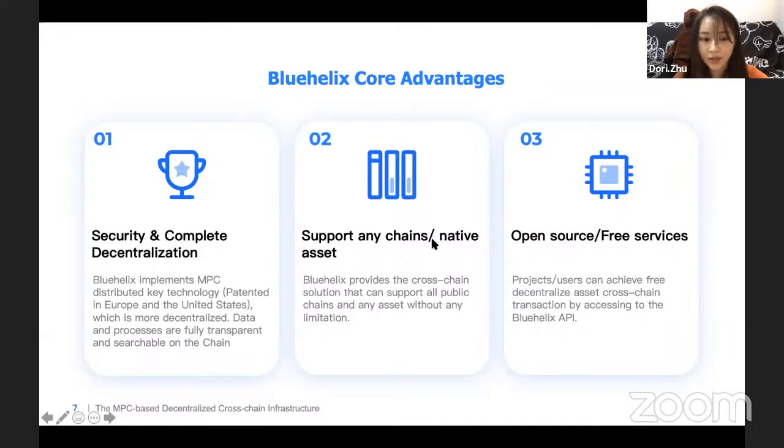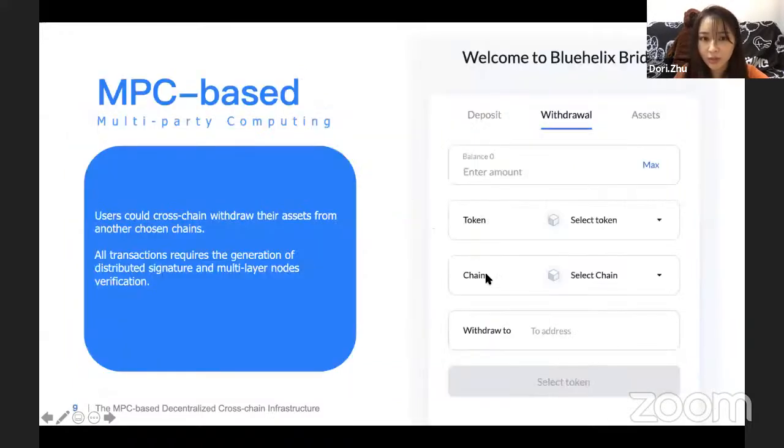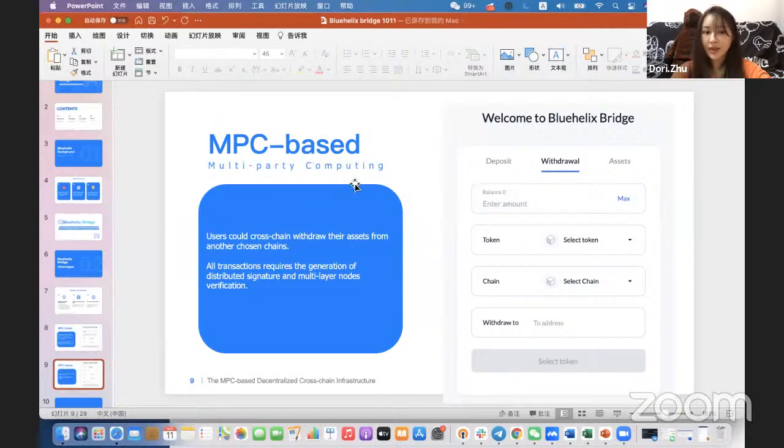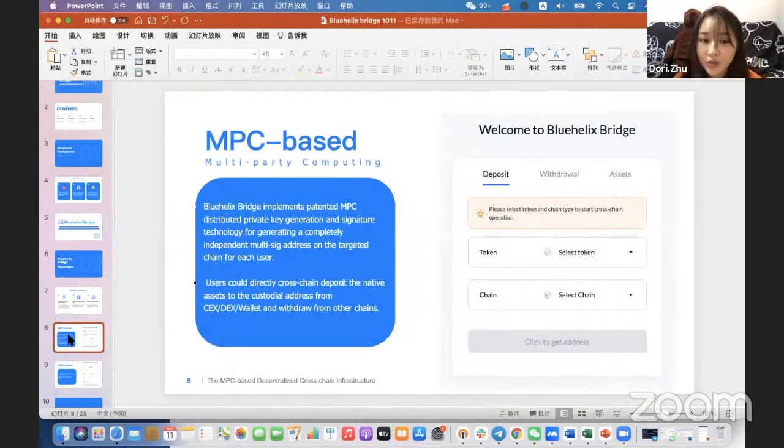I will show you how to use our project. First of all, we are totally MPC based. Users could cross-chain withdraw their assets from any chain they like. We will generate a new and completely independent multi-signature address on the target chain for each user. Users could directly cross-chain deposit their native assets to the address from anywhere, such as decentralized exchanges, centralized exchanges and wallets, and withdraw from other chains.